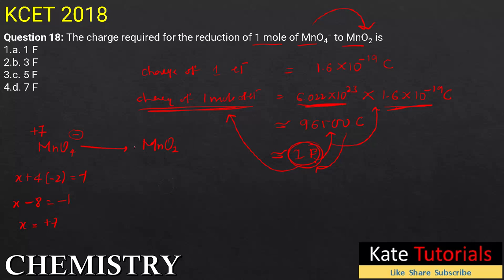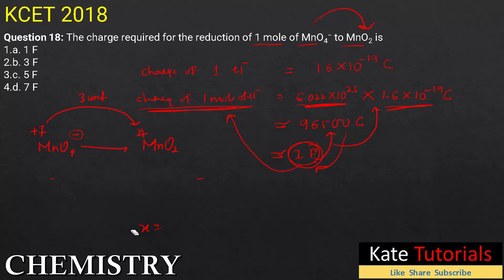Whereas in MnO2 you can calculate x plus 2 times minus 2. The overall charge of MnO2 is 0. So x minus 4 is equal to 0, so x is equal to 4. So the oxidation state of manganese in MnO2 is plus 4. So from plus 7 to plus 4, how many units change? 3 units change, right? So this we calculated.